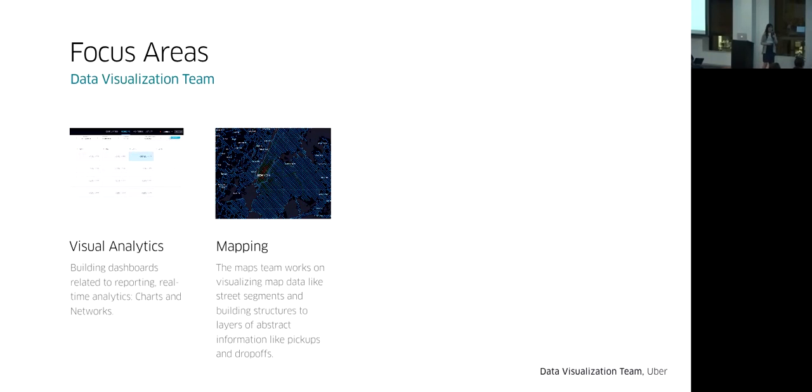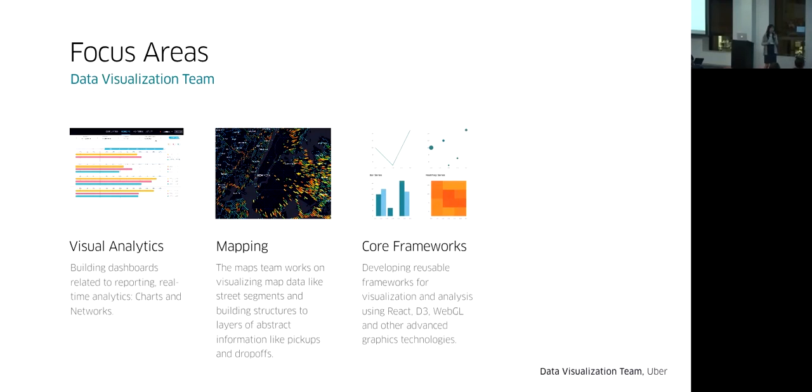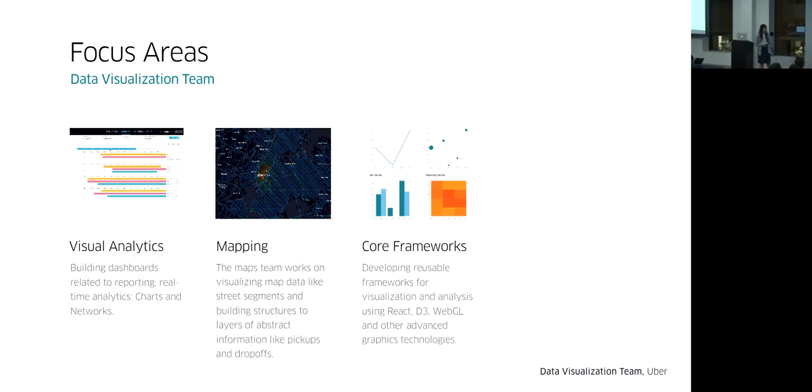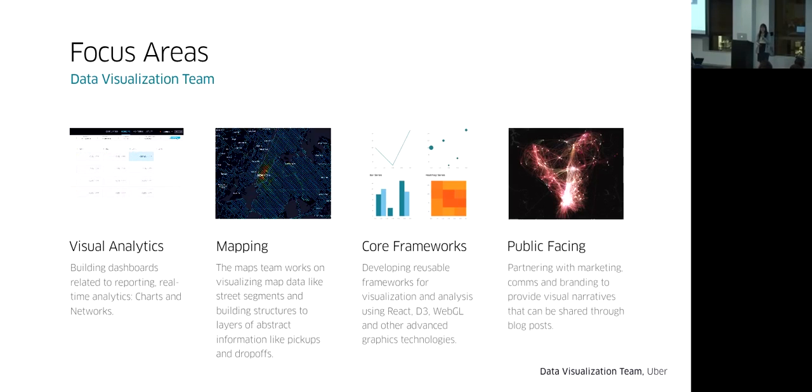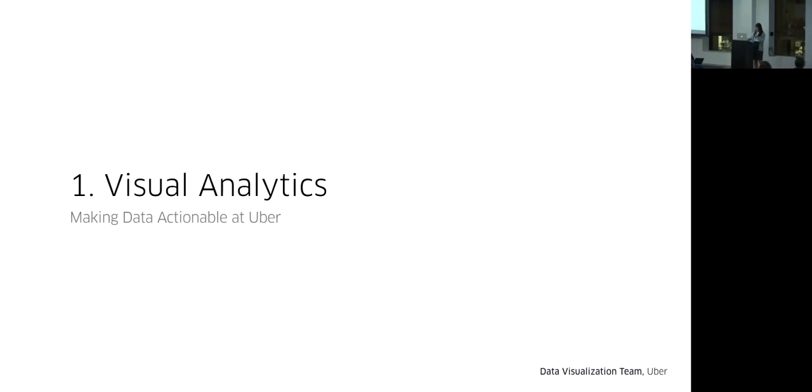We also invested heavily in our mapping applications. We love geospatial data. So we built maps that visualize trips, pickups and drop-offs, and even street segments or building layers. We are also working on core frameworks. Once we build these tools, we want to make open source frameworks so anyone can use our libraries to build pretty visualizations. And in the end, as Corey presented in her presentation, we want to use data to tell stories about Uber. I'm going to go through each of the areas briefly.